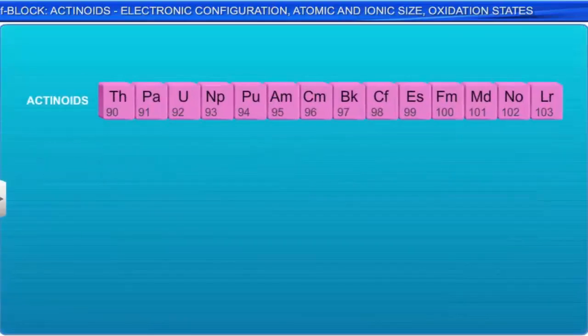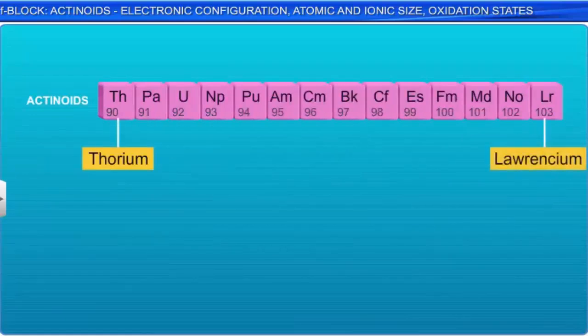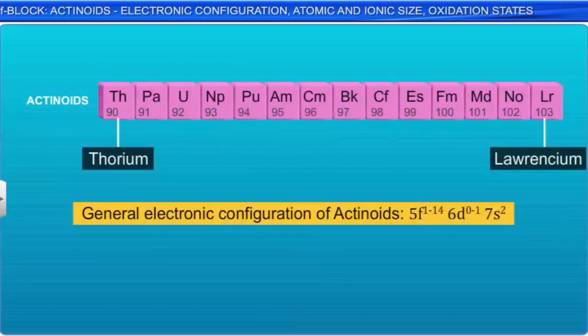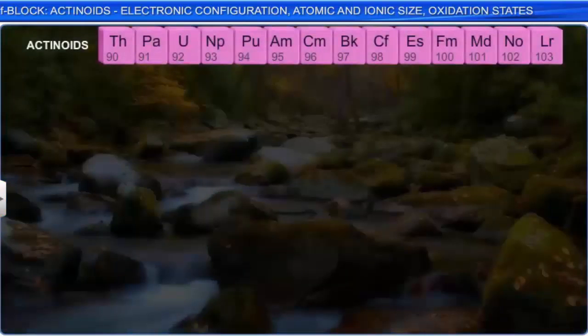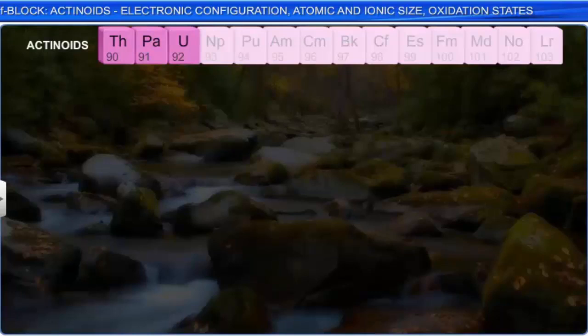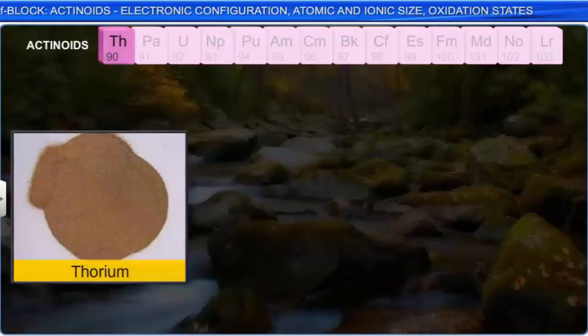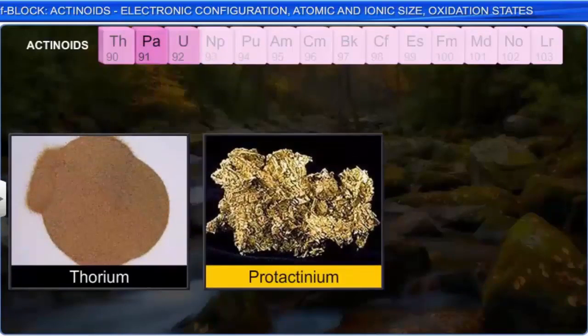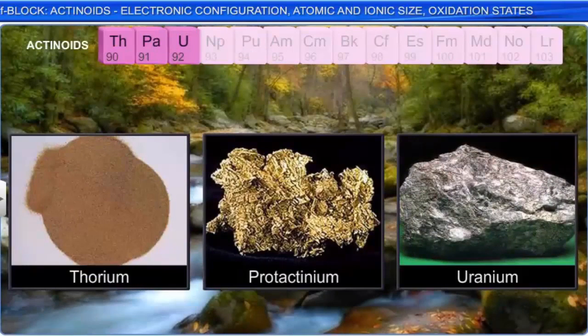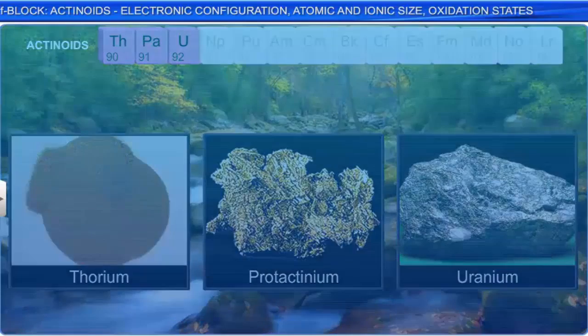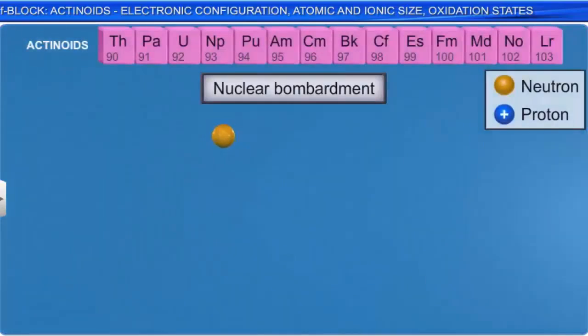The 14 elements from thorium to lawrencium, in which the differentiating electron enters the 5f orbital, are called the actinoids. Only the first 3 elements, namely thorium, protactinium, and uranium, occur in nature. The other elements are made artificially by nuclear bombardment.